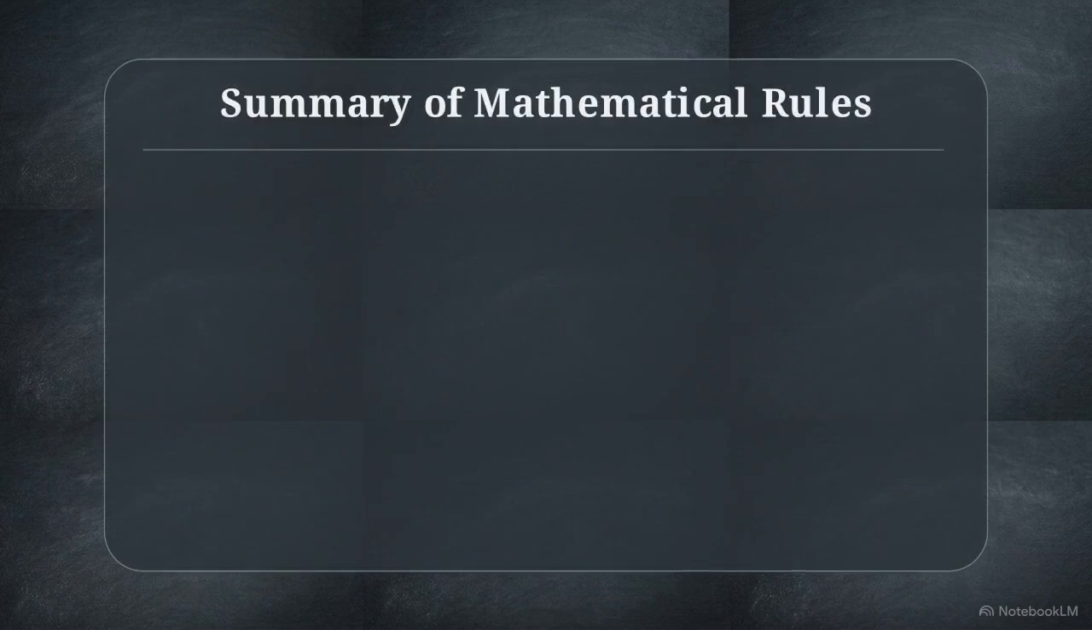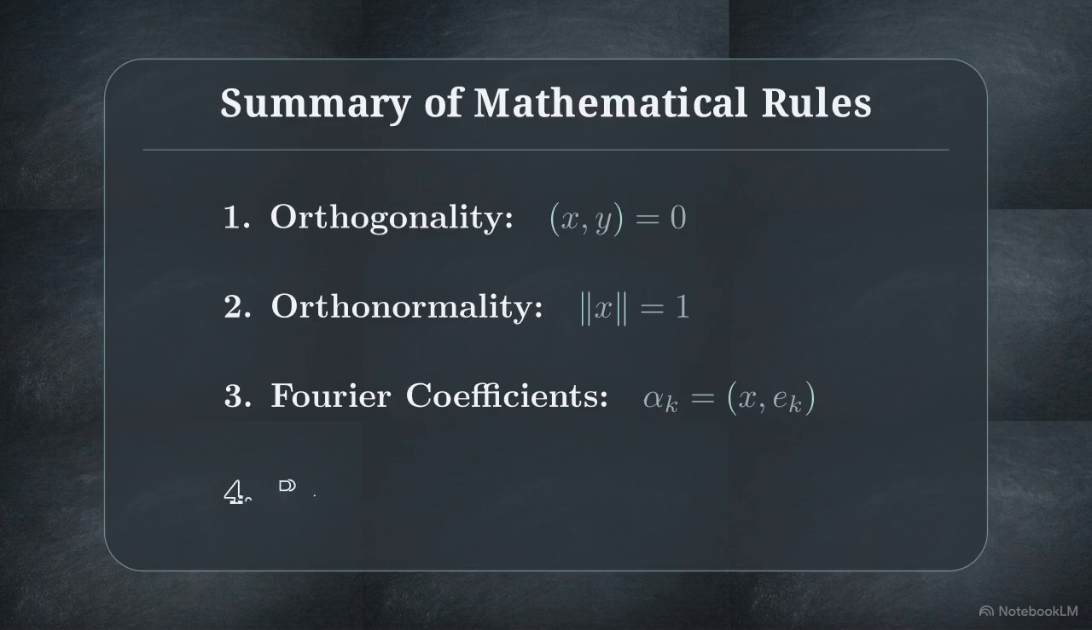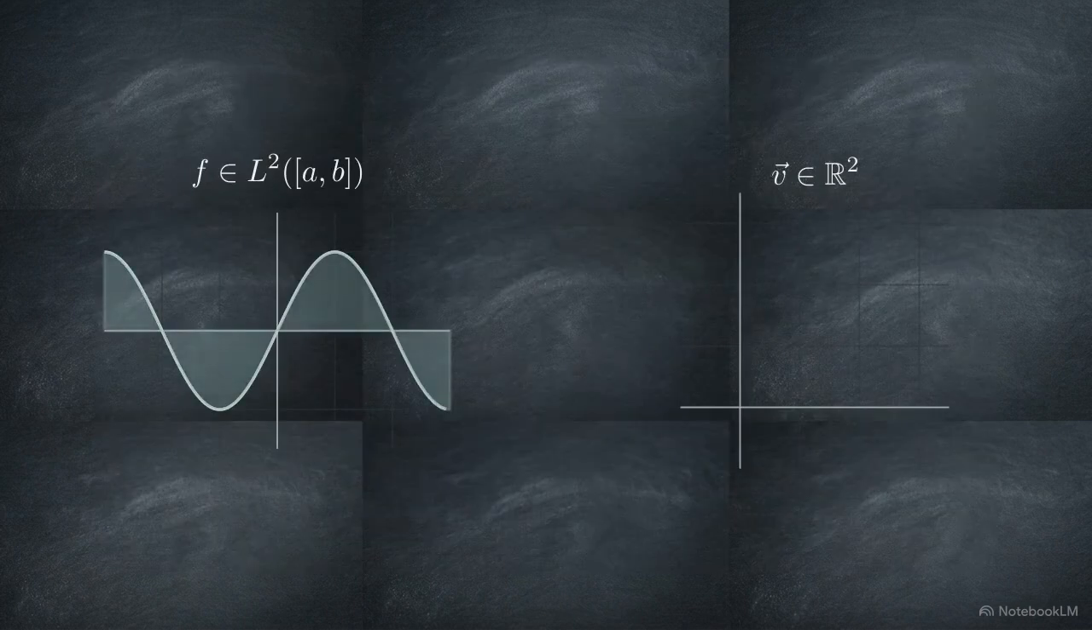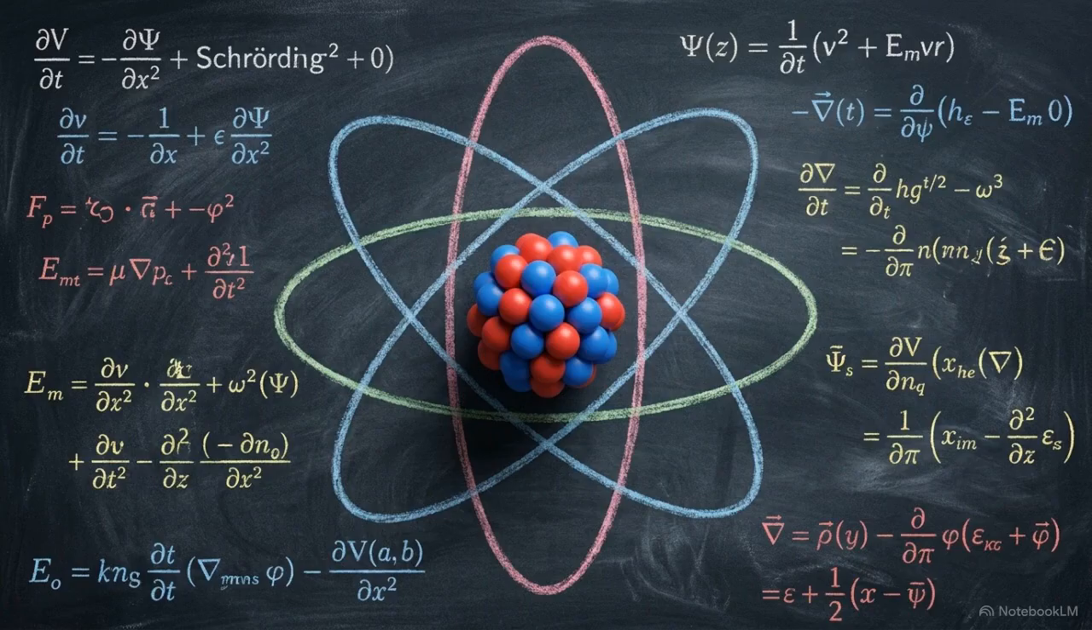Before we move on, let's review the 4 rules we established today. We defined orthogonality as a zero inner product, and orthonormality as adding a length of 1. We learned how to find generalized Fourier coefficients by taking the inner product against a basis vector, and we mapped the limits of those projections using Bessel's inequality. By treating infinite sequences and continuous functions like standard geometric arrows, these 4 rules give us the math required to process everything from Fourier analysis to quantum mechanics.